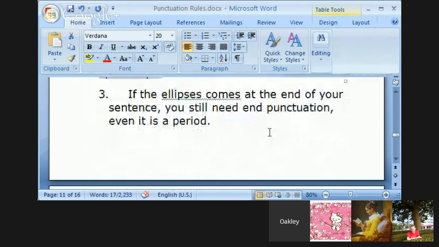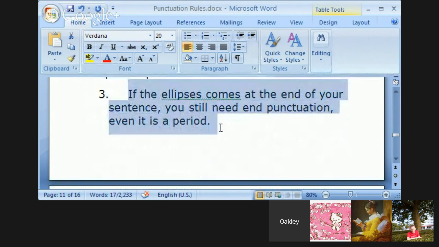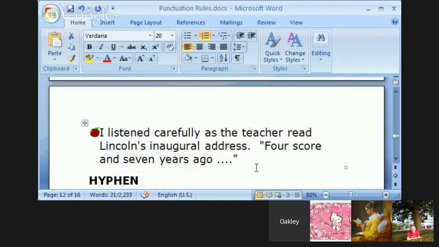Okay, here's an important point. If the ellipsis comes at the end, you still need punctuation at the end of the sentence, and that's a basic golden rule. You must end all sentences with a punctuation, always, every time. That's an absolute. But, okay, if it's a period, of course, you would never know because a period would look the same as the dot, dot, dot, so whatever. Okay.